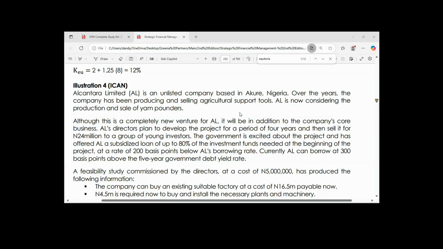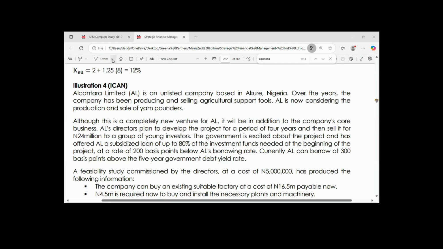Alcantara Limited, AL, is an unlisted company based in Akure, Nigeria. Over the years, the company has been producing and selling agricultural support tools. AL is now considering the production and sale of yam powders. Although this is a completely new venture for AL, it will be in addition to the company's core business. AL's directors plan to develop the project for a period of 4 years and then sell it for 24 million to a group of young investors.